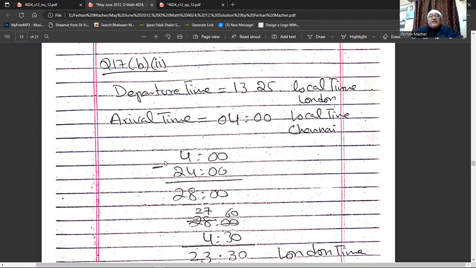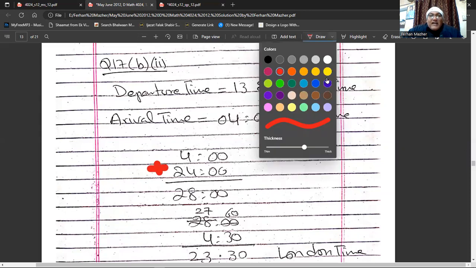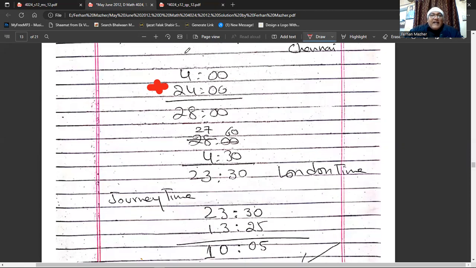First of all, I will add 4 plus 24, that will be 28:00. So 28:00 is the Chennai time because it was on the next day. That's why I first added 24 to it. Then from it, I will subtract 4 hours and 30 minutes to convert it into London time. So from 28:00, I will subtract 4 hours and 30 minutes.